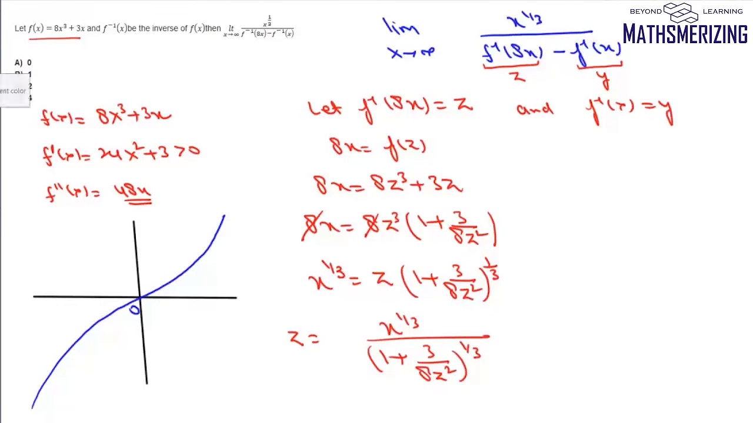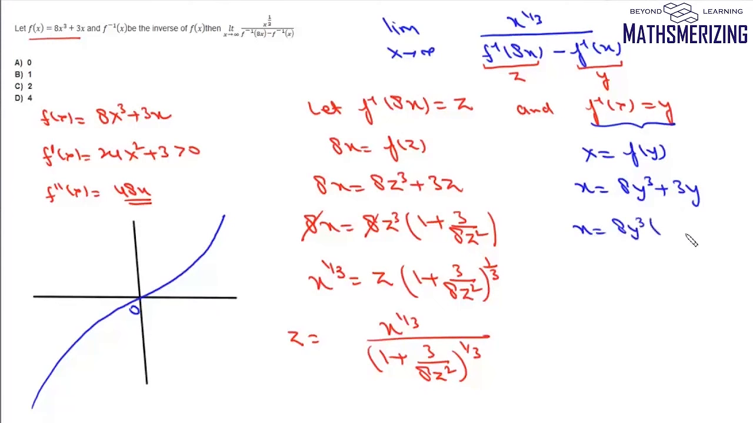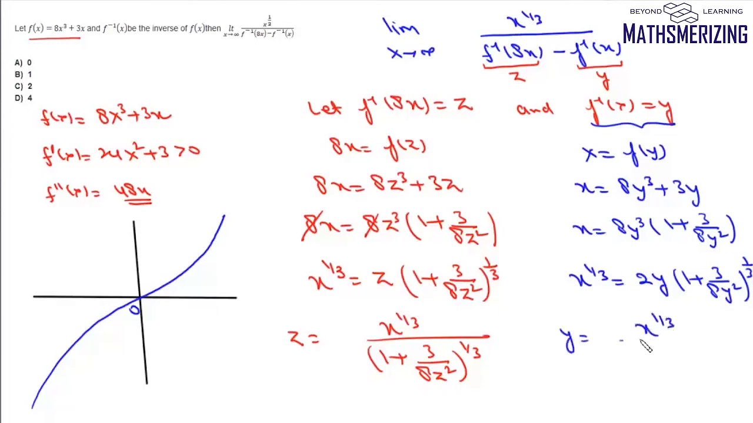In the same way, we can solve this other condition, which is f inverse of x equals y. We can write x equals f(y). Now f(y) is 8y cube plus 3y. Again we'll take 8y cube common. We'll write 1 plus 3 by 8y square. And if we take the cube root again, we'll get x to the power 1 by 3 equal to 2y times 1 plus 3 by 8y square to the power 1 by 3, or we can write y as x to the power 1 by 3 upon 2 times 1 plus 3 by 8y square to the power 1 by 3.